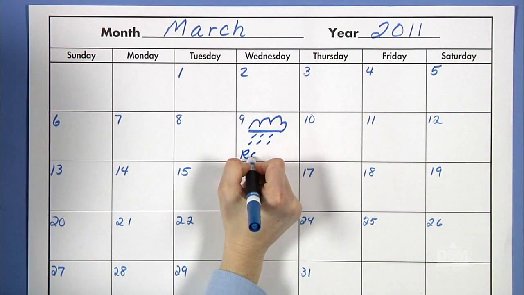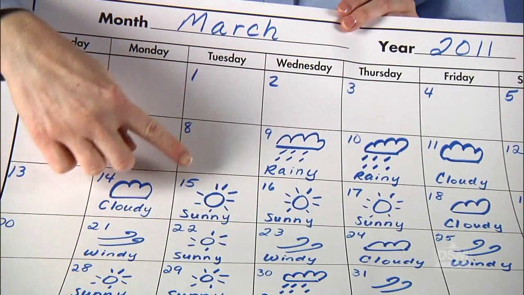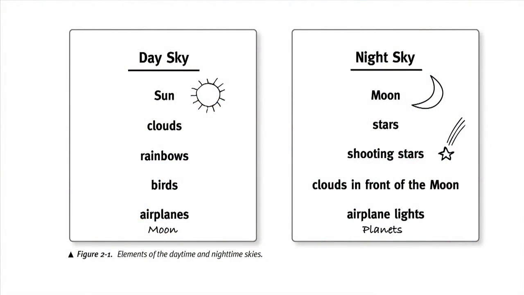They record data on a weather calendar, which helps them recognize daily and seasonal weather changes and patterns. They also find out how weather affects everyday life. Then, students compare the daytime sky and the nighttime sky.